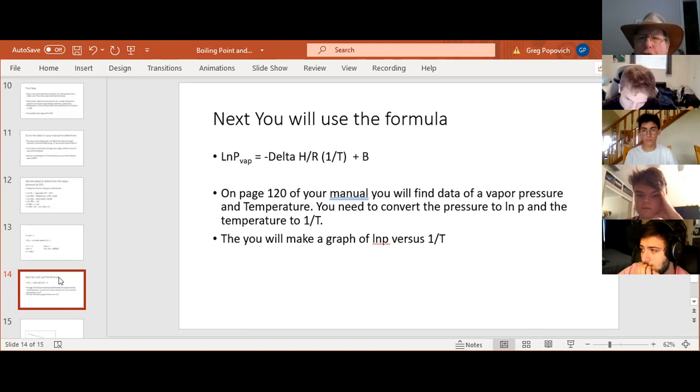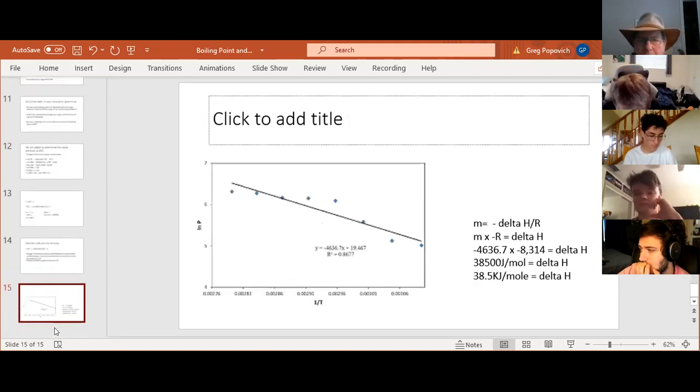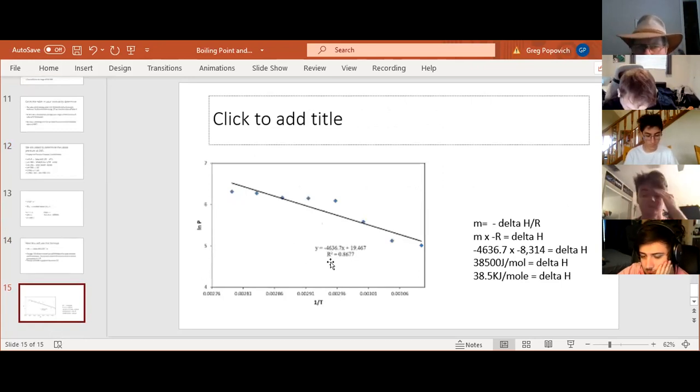Then you're going to make a graph of ln P versus 1/T. Use Excel. Now you get the graph. In this case, my slope is 4636.7.